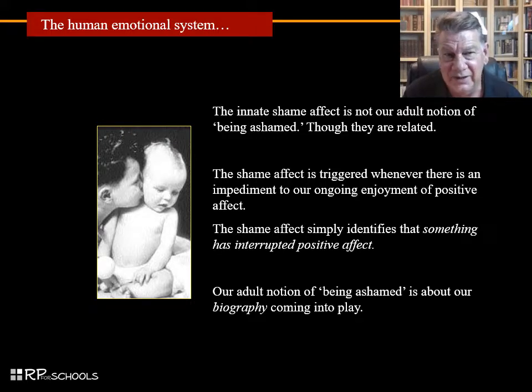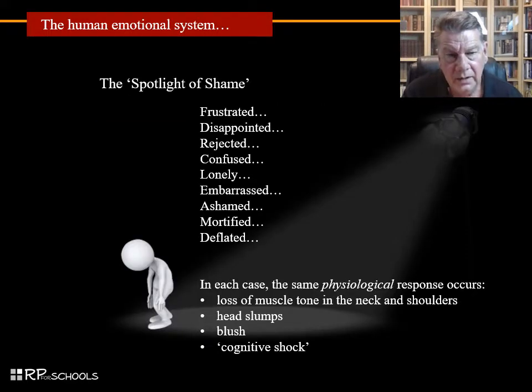Our adult notion of being ashamed is all about our biography, and we'll have a look at that in a minute. But that's about our emotional baggage being tagged on to shame affect being triggered. So if we go back to Nathanson's idea of the affects as a spotlight, we can talk about the spotlight of shame. Whenever we're frustrated, disappointed, rejected, confused, lonely, embarrassed, ashamed, mortified, or deflated, then shame affect is going to be triggered, because all of those words describe situations where interest or enjoyment are interrupted.